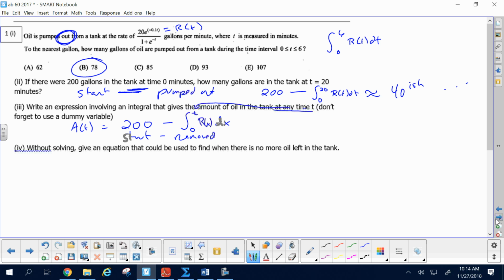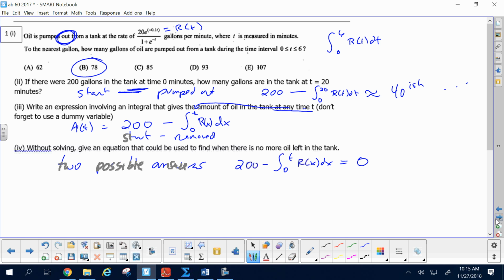Without solving, give an equation that would be used to find when there's no more oil left in the tank. You could give me 2 possible answers here. Does anybody want to share one? There's 2 common approaches here. This gives you the amount at any time, right? If it's empty, what do you know about the amount? It's 0. So one is to say 200 minus the amount removed is 0. If the amount is 0, then there's no oil left in the tank.